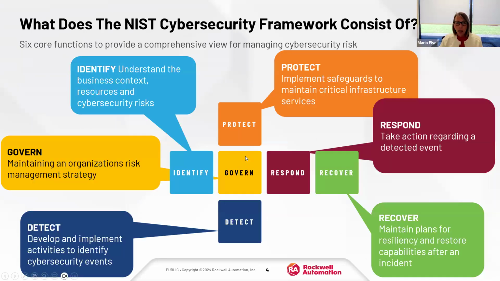So as we look to what the NIST framework looks like, what does it consist of? It's really built out of 6 core functions that are really there to help as we look through the process, so to say, of what's happening in the organization and when it comes to cybersecurity, how we can look at each of those different outcomes.